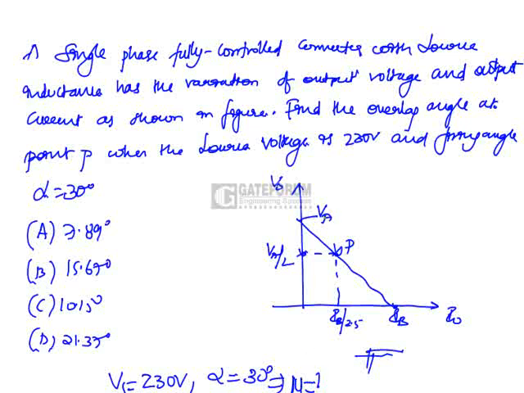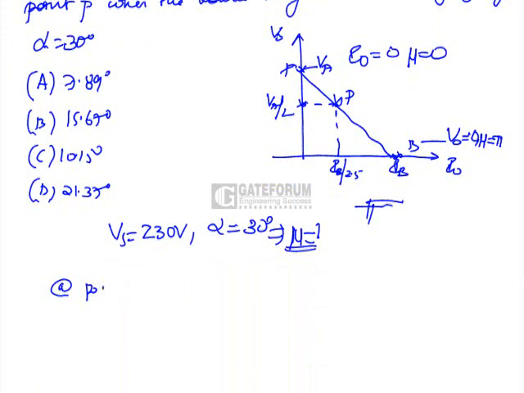Let us take this as point A and this as point B. At point A, the output current I0 is equal to 0 and the overlap angle mu is equal to 0. At point B, the output voltage V0 is equal to 0 and the overlap angle mu is equal to pi, that is 180 degrees.